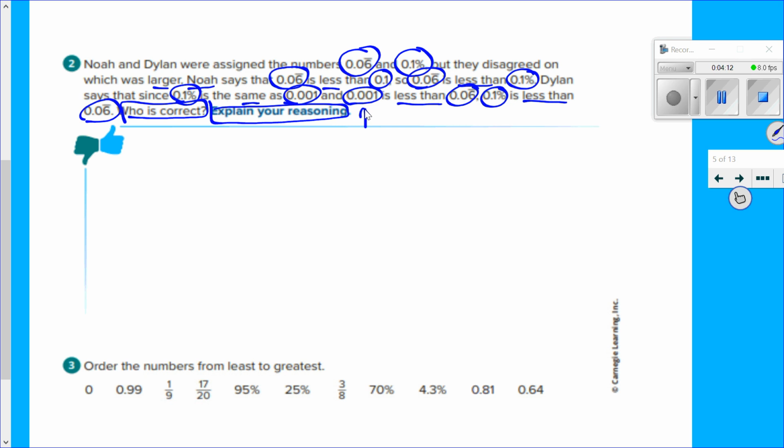Did Noah actually convert the percent to a decimal? No, he just dropped the percent sign. Can I do that? No, percent means something, right? Percent means what? Out of 100. Out of 100. So if I just drop the percent sign and don't change the number, I haven't done it correctly. I mean, that was kind of what we did last class, right? How do I change a percent to a decimal? I move it to the left twice. So if I move to the left twice, empty buckets get a 0. As a decimal, that is 1,000th. Right? Okay, so Dylan is correct.